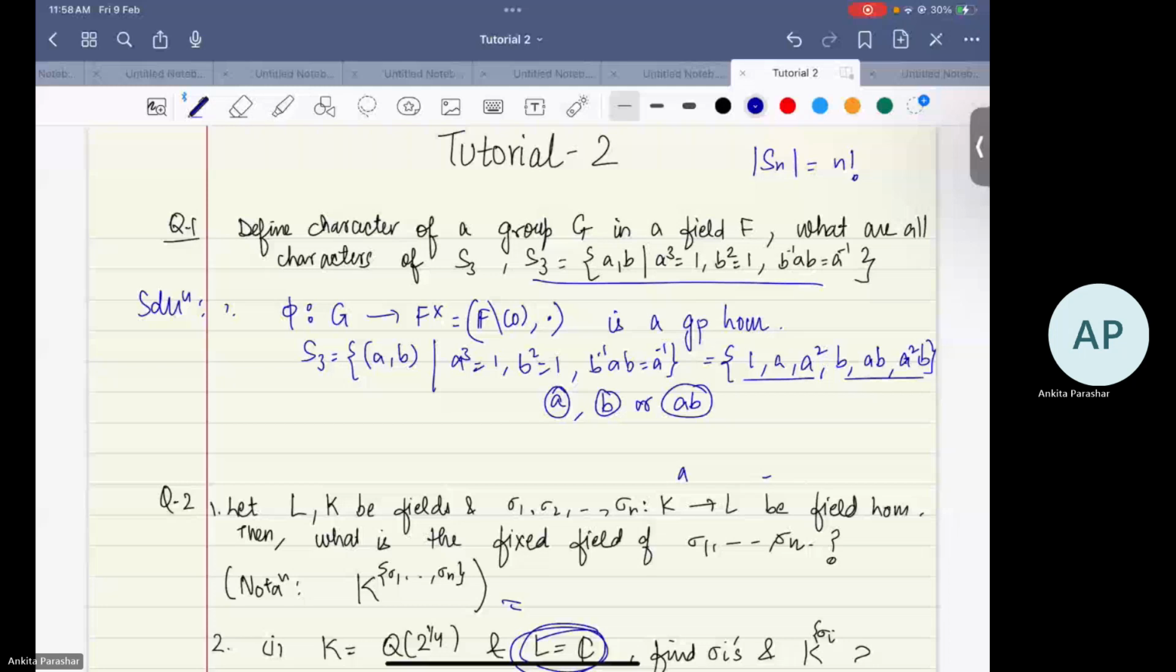Right. Now, knowing the definition, we have to go to part 2 of the question. Part 2 says that K is given to be Q adjoined the fourth root of 2, and L equals C. First, one has to find all possible field homomorphisms from K to L. This is the first question. Then you take the set of all sigma i's, let's say S, and you try to find K power S. This is the question. So think for a moment about how to see all possible field homomorphisms from K to L.